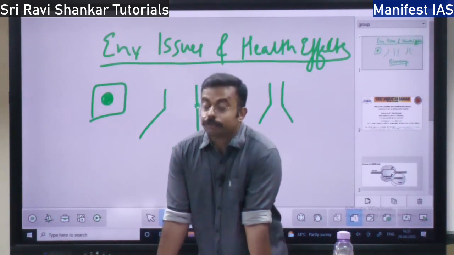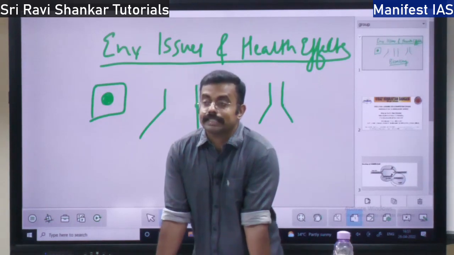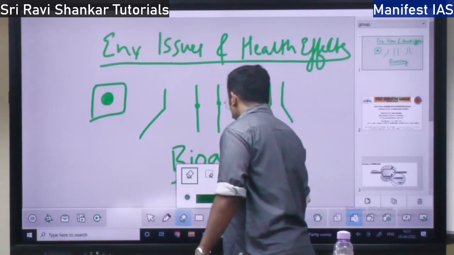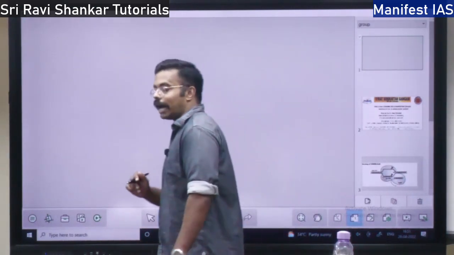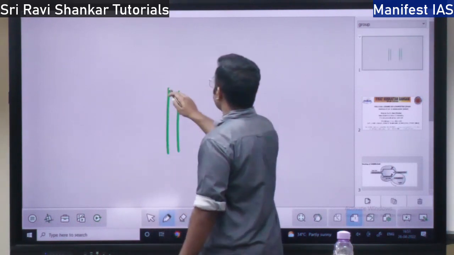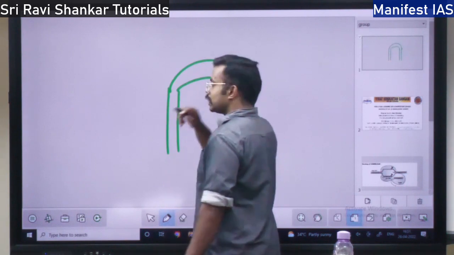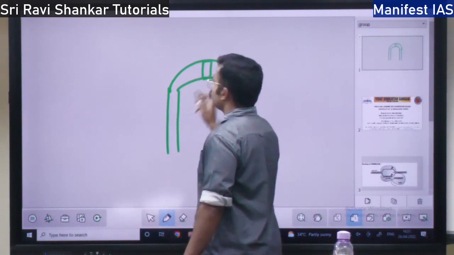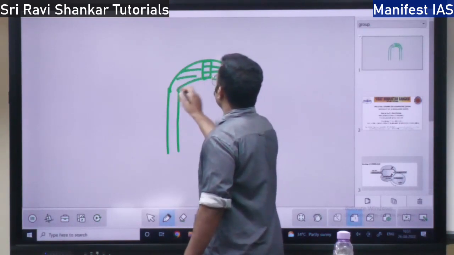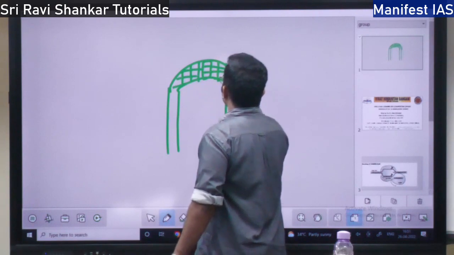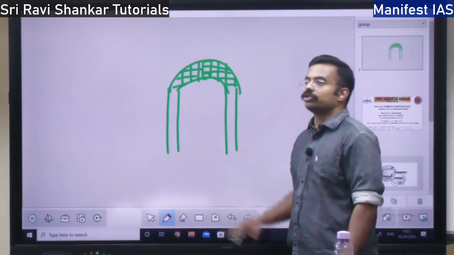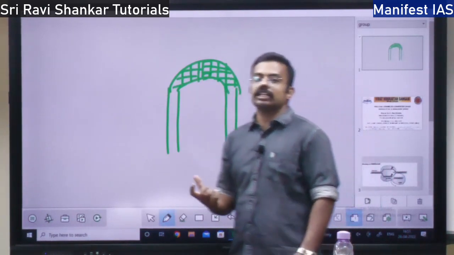Then keystone species. What are keystone species? So what is a keystone? As taught by my art and culture teacher, if there is an arch like this, in this arch there will be many stones, and there will be one stone which holds the entire arch. If you remove that stone, the entire arch will collapse. That is a keystone, right?